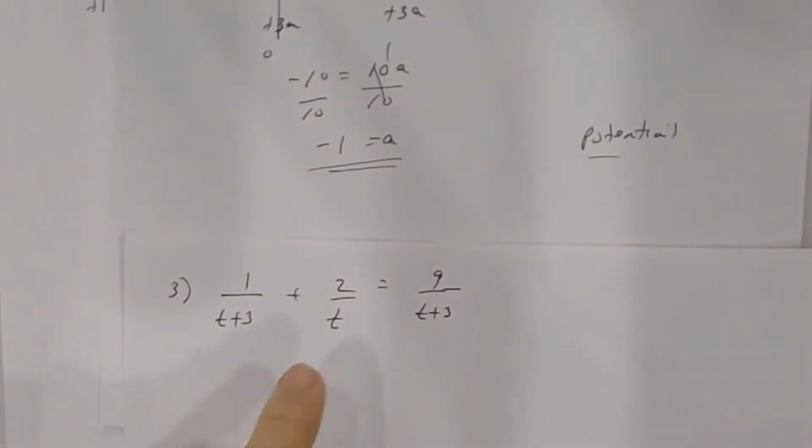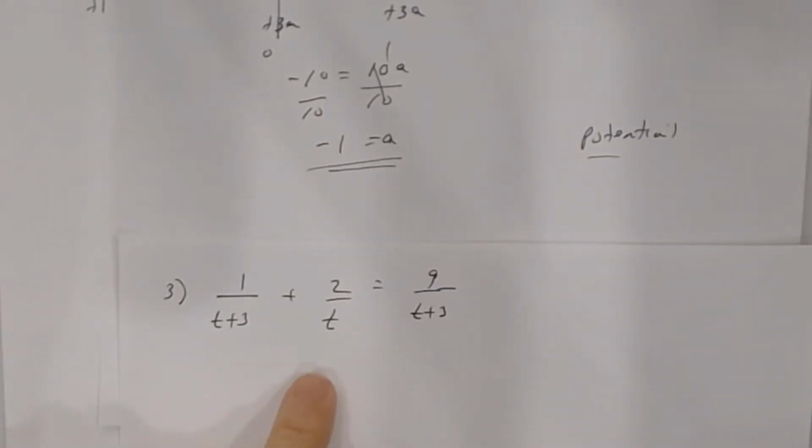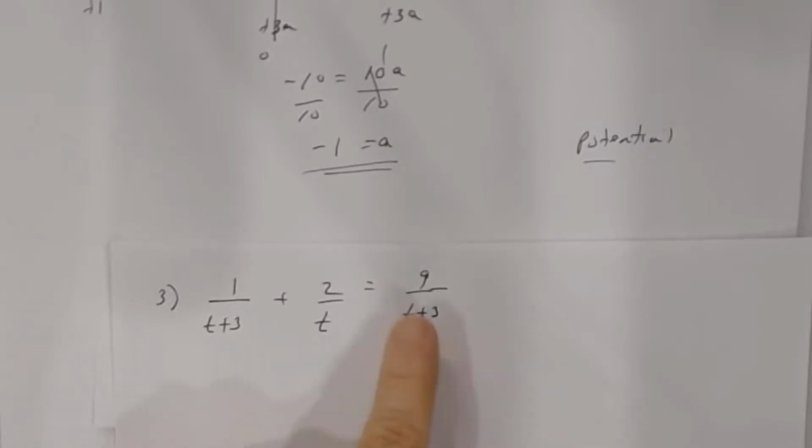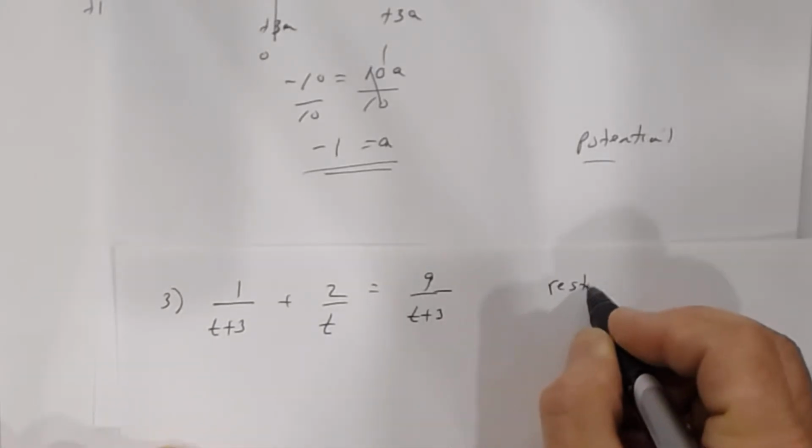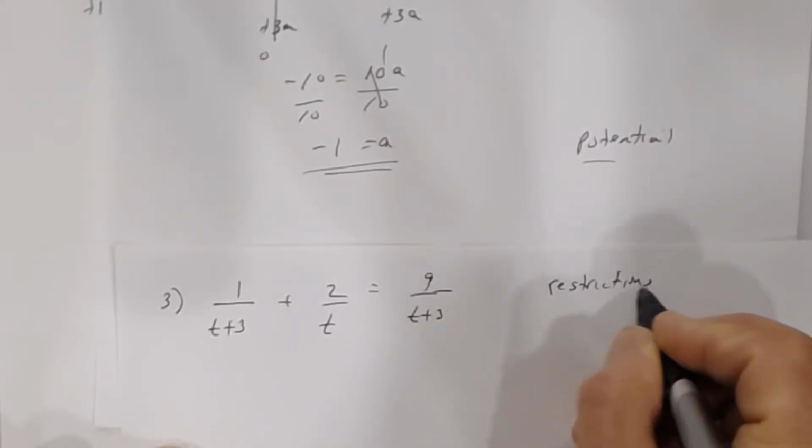The second denominator, that's a monomial, so I'm going to leave it alone. The third denominator, t plus 3, can you factor that? No. All right, now let's talk about restrictions. We have two of them.